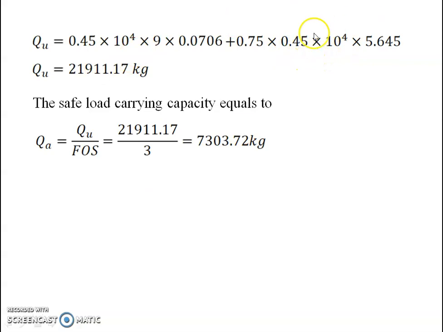Since only one soil stratification is given, we can say Cu bar is equal to Cu. In case multiple layers are there, then we have to take the average, multiplied by 5.654. So this one is the area of surface which is under friction. That's why the total Qu works out to be 21911.17 kg. This is the ultimate load carried by the pile. If I want to know the safe load carrying capacity of the pile, I have to use the relation Qu divided by factor of safety, which comes to 21911.17 divided by 3, 7303.72 kg.